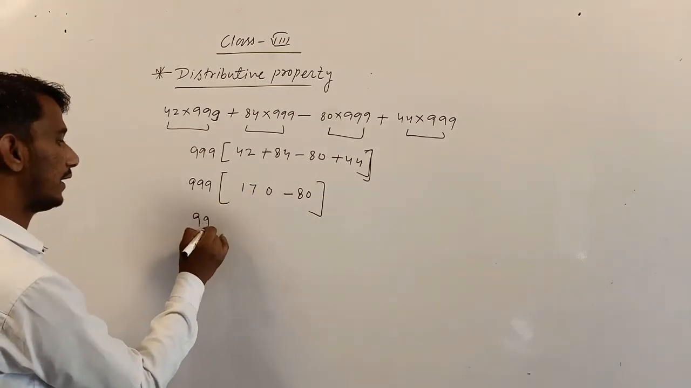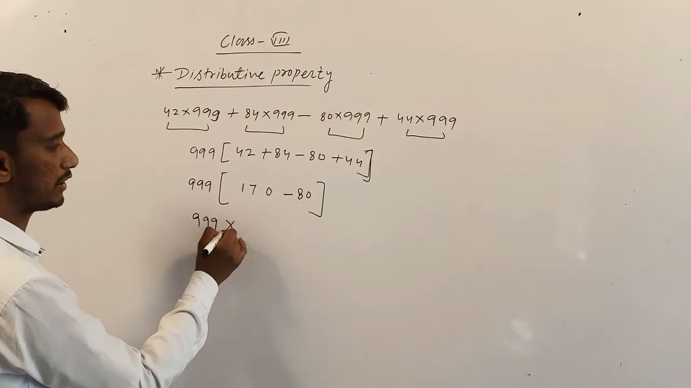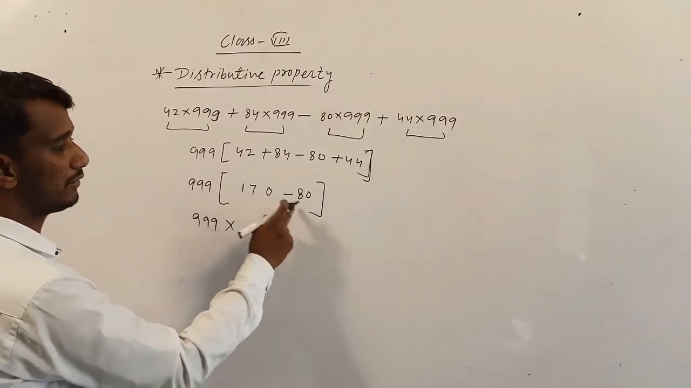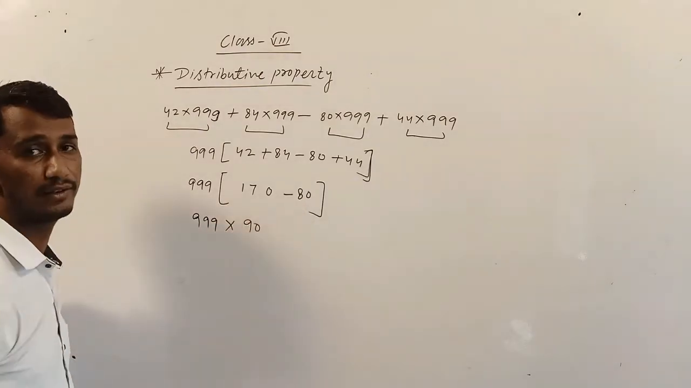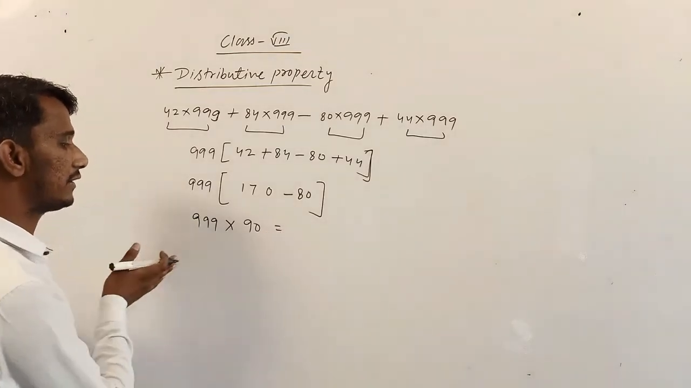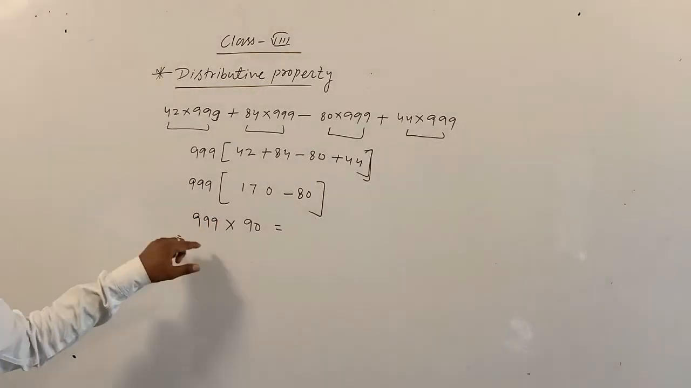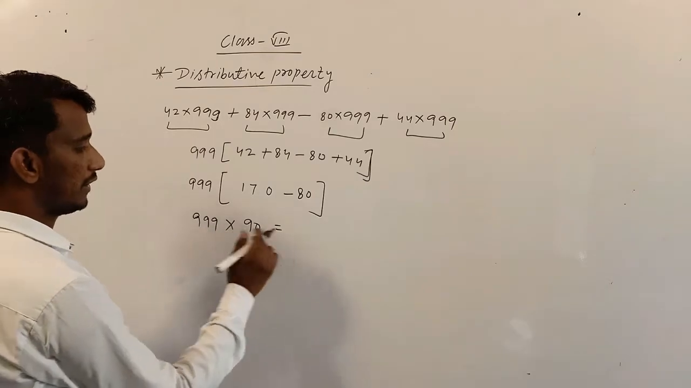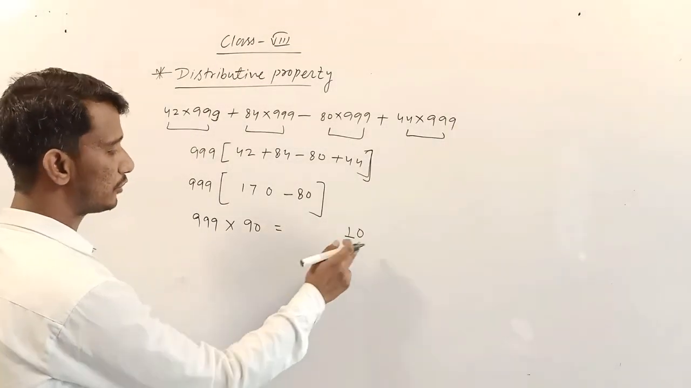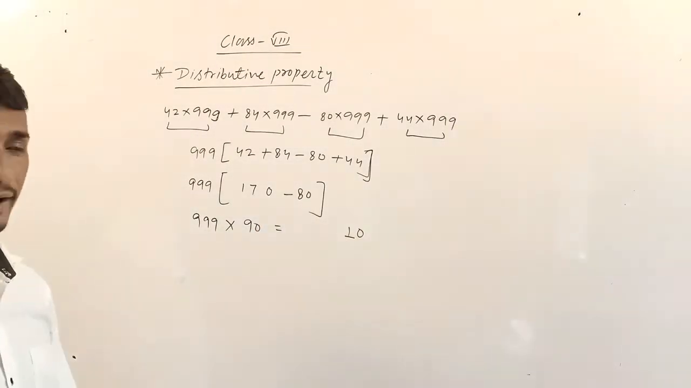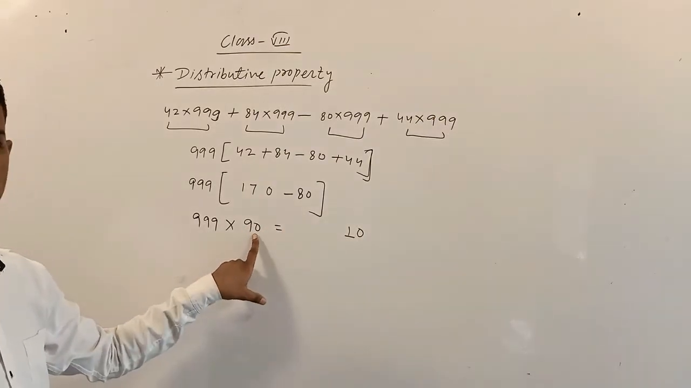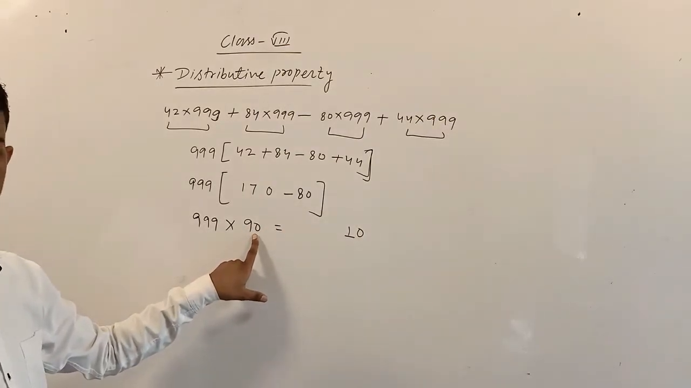Now 999 multiplied by, subtract it, 170 minus 80, remaining is 90. And now you can easily find out your solution. Directly multiply 9 by 9, 9 9 is 81, put the 0 here. Okay, directly you can multiply. Leave the 0 first.